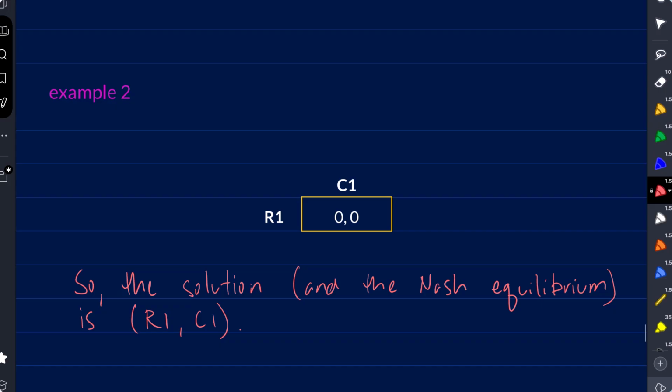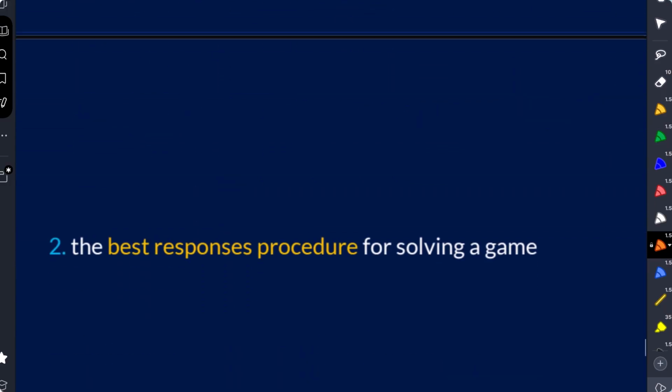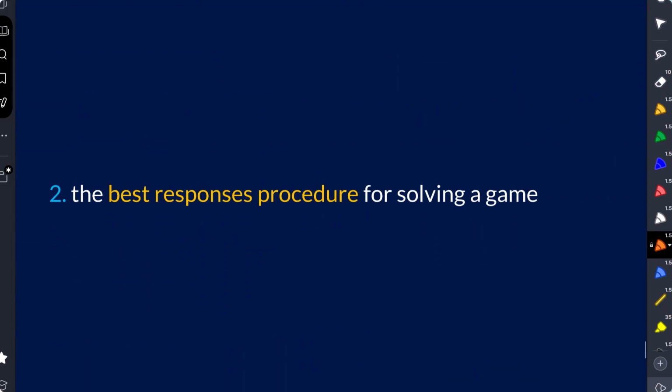So the solution and the Nash equilibrium, I'll let you look in the notes to see exactly what that's about. But in any case, the solution is R1, C1. And then in the next video, I'll go over this.